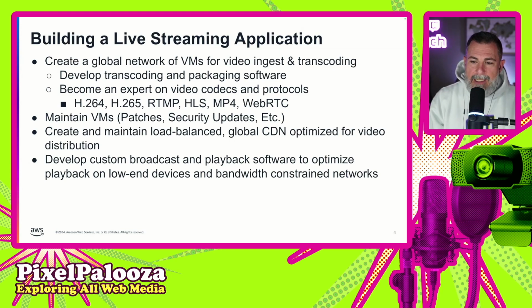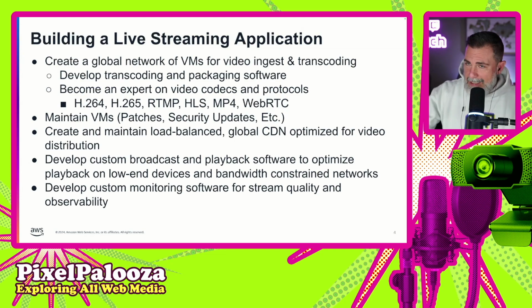What about broadcasting and playback? You'll need software that optimizes playback on low-end devices and bandwidth constrained networks if you're developing a global live streaming application, because the reality is certain regions, certain countries, places like India have a lot of lower end devices, and maybe their bandwidth is not as great in some areas, but you want all of these viewers and broadcasters to have the best possible experience. Finally, last but not least, of course, there's much more than this, you also have to develop some custom monitoring software for stream quality and observability.